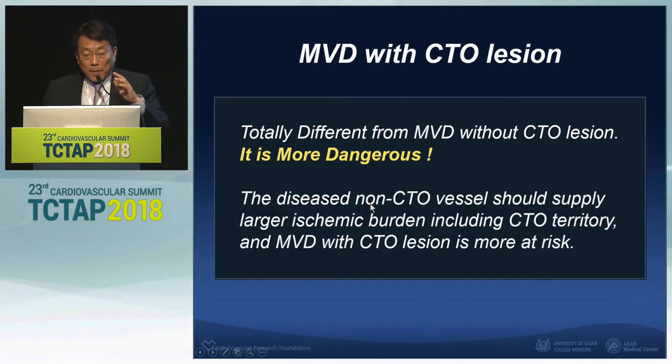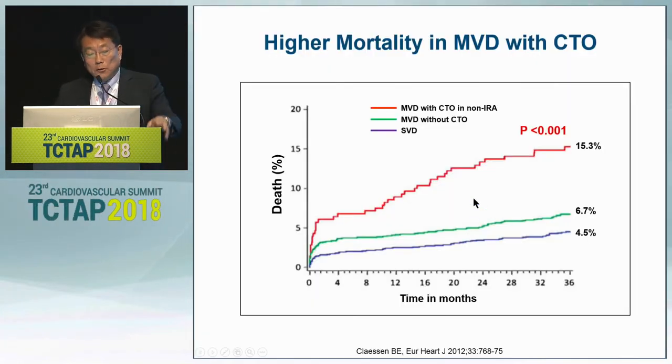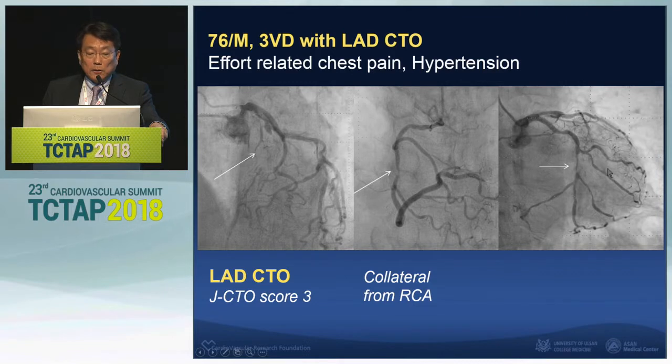The reason is that the diseased non-CTO vessels must supply a larger ischemic burden, including the CTO territories, and multivessel disease with a CTO lesion is worse. Gerald showed this slide: higher mortality in patients with multivessel disease and ST elevation MI. In MI patients, a non-infarct-related CTO is associated with higher mortality.